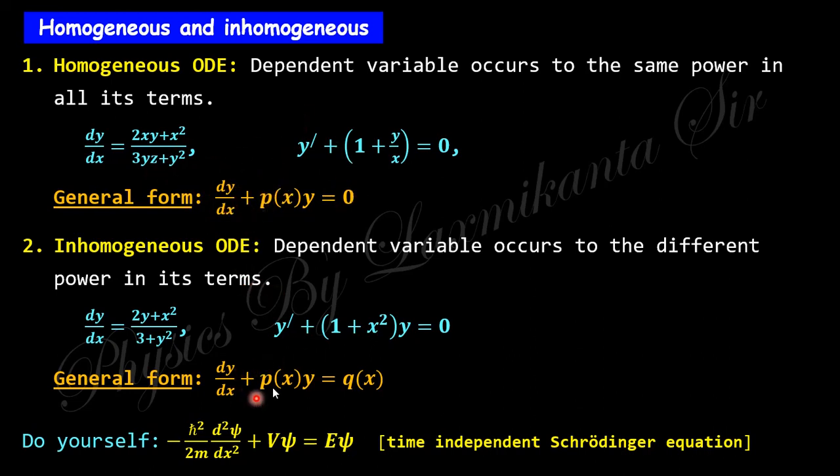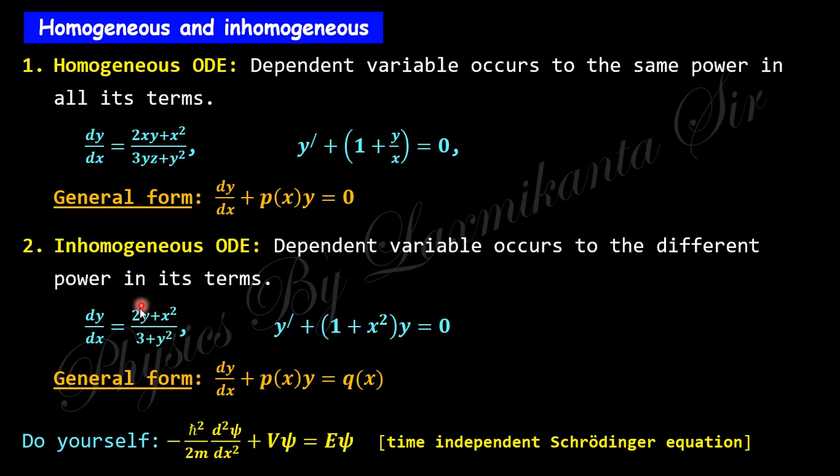If it cannot be written in this form, this will be 0 in the case of homogeneous, and this is a function of x in the case of a non-homogeneous equation, right? So this is the basic idea: homogeneous means the order is the same everywhere, but in the non-homogeneous, sorry, inhomogeneous equation, the order is not the same here.